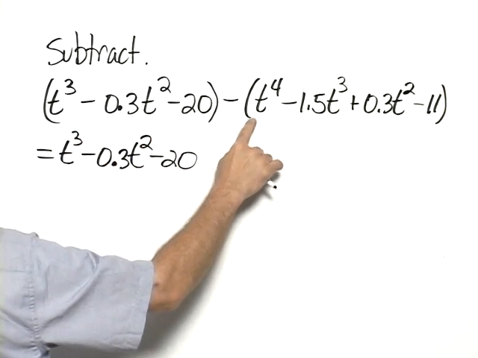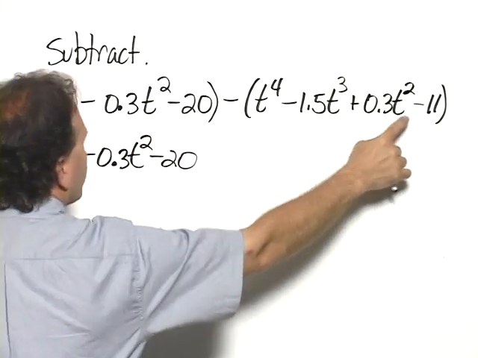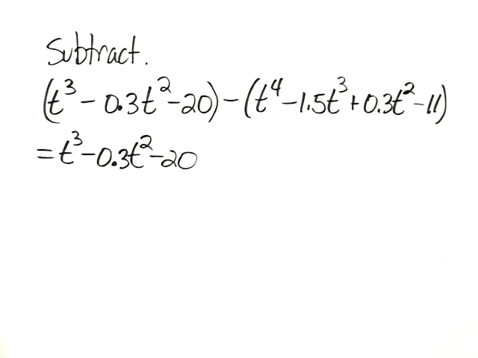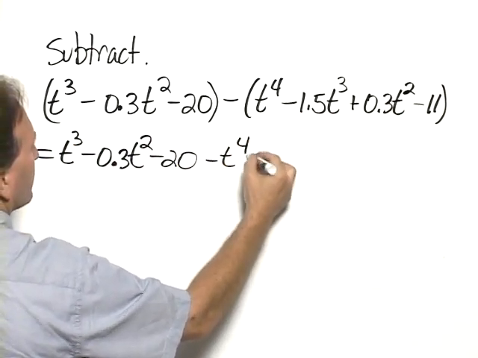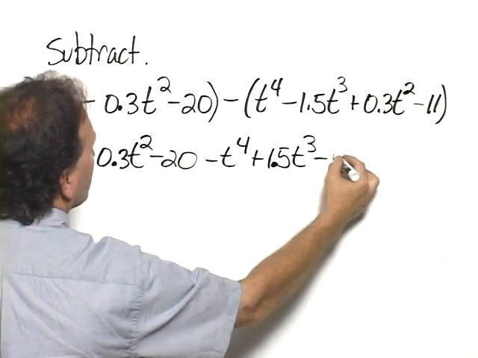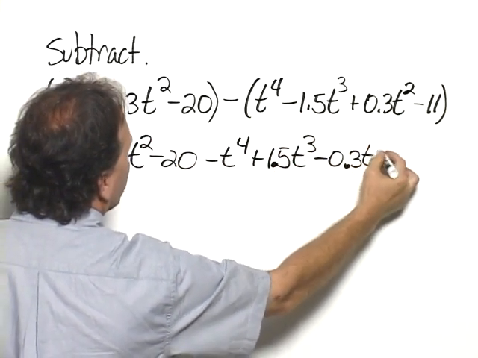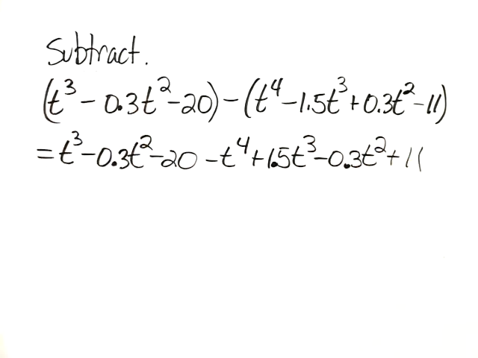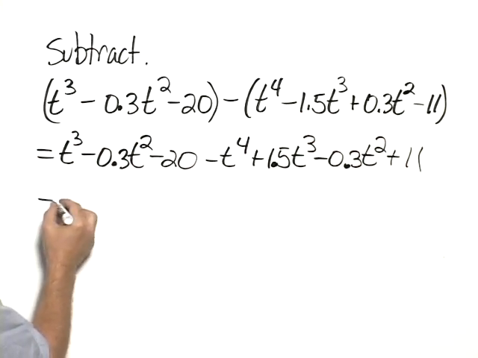now we write the opposite of each of the terms in the second polynomial, so that would be minus t to the fourth plus 1.5t cubed minus 0.3t squared plus 11. Now we look to combine like terms.